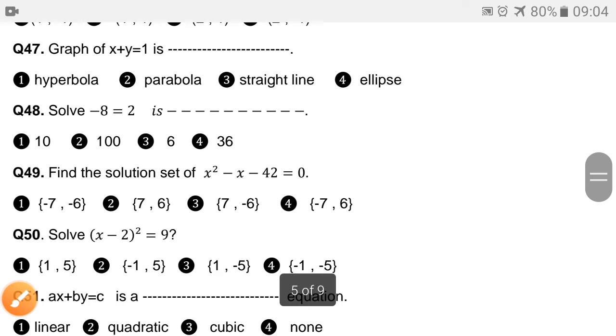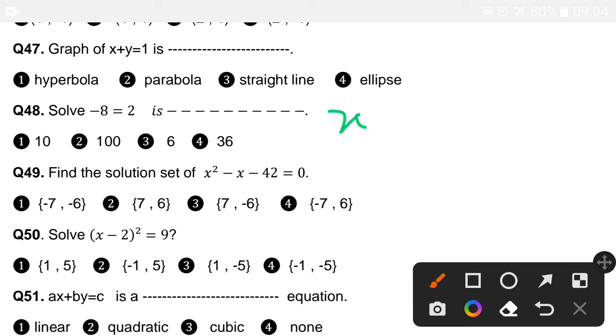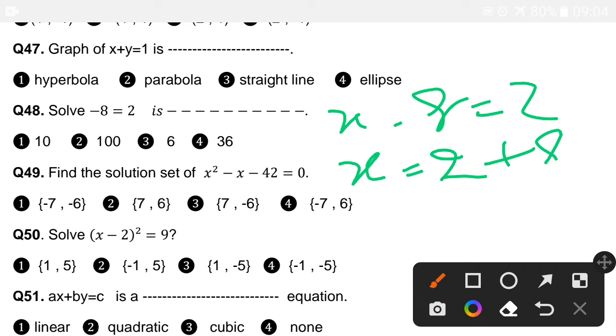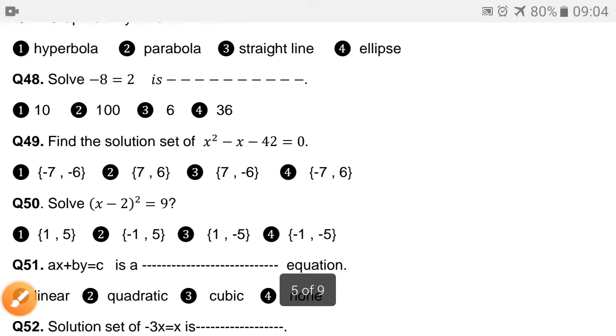Question number 48 is: solve. Here is a mistake in the question. This is actually x minus 8 equals 2. This is a linear equation, and we have to solve it. So we shift minus 8, or add plus 8, on both sides. So we get 2 plus 8, which is 10. So the first option is the right option.